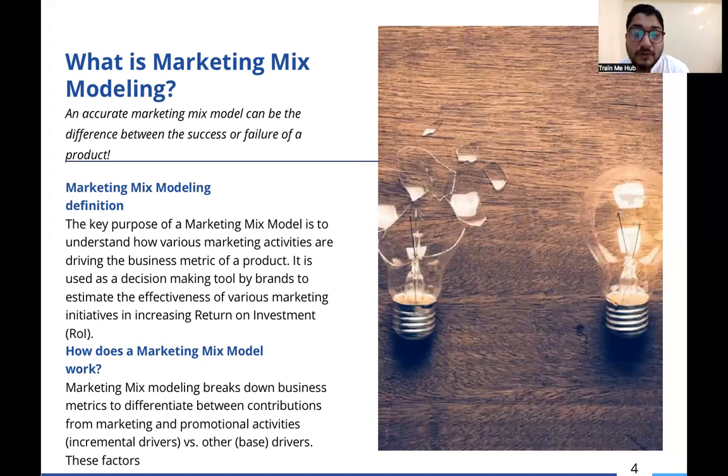So let's talk about that. How does a marketing mix model work? Marketing mix modeling breaks down business metrics to differentiate between the contribution of marketing and promotion activities, incremental drivers, versus the other base drivers. We'll talk about this in the consecutive slides. But first, as I said, it is where you check which particular drivers are influencing your sales, or in other words, which drivers or factors are not contributing towards your sales.